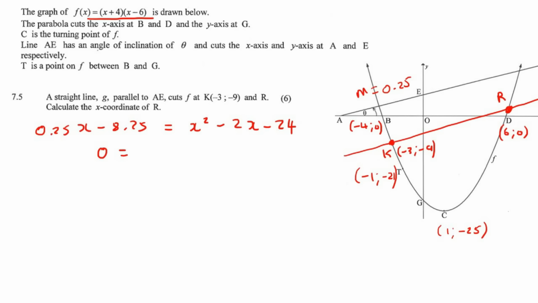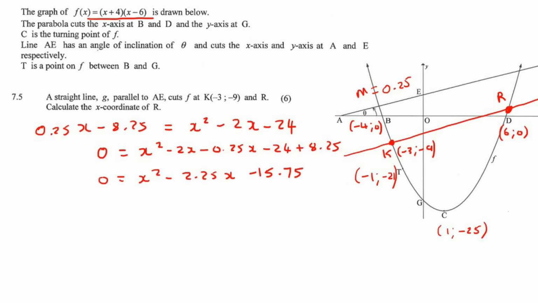So we can move everything to the one side. You guys know all of this by now. Okay, and then we can put everything together. Definitely going to use the quadratic formula here, hey guys. So this is minus 15.75. Okay, so now we are going to use the quadratic formula, this one.